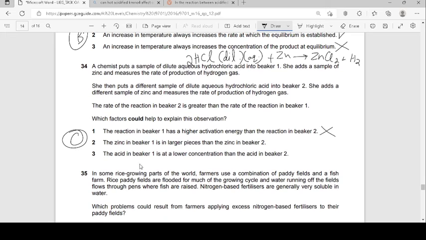The zinc in beaker 1 is in larger pieces than the zinc in beaker 2. That's right, because if the zinc in beaker 1 is in larger pieces, then the zinc in beaker 2 is in smaller pieces. You have the same mass of particles, but your surface area is greater in beaker 2, because they're crushed particles, for example, which means that the rate of reaction is greater in beaker 2. Acid in beaker 1 is at a lower concentration than acid in beaker 2. Yeah, obviously, if the acid concentration in beaker 2 is greater, then there's going to be a greater rate of reaction, and that's obvious from your IGCSE chemistry, if you remember. So your answer is C.